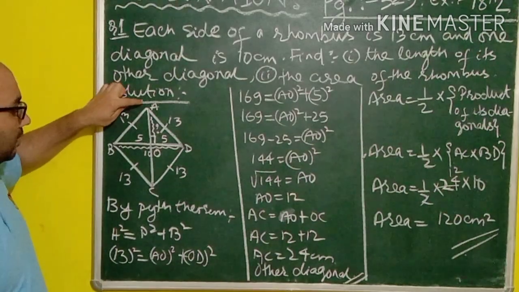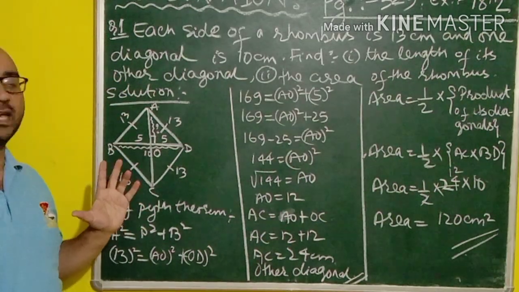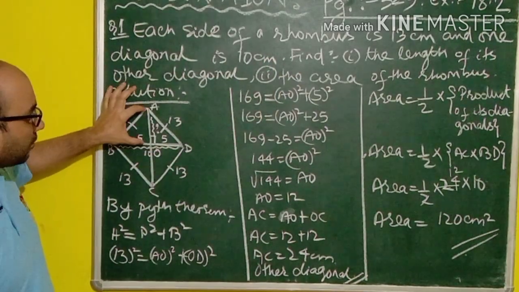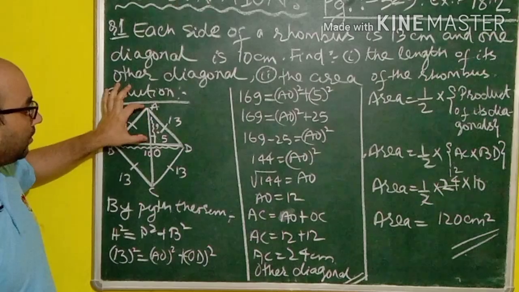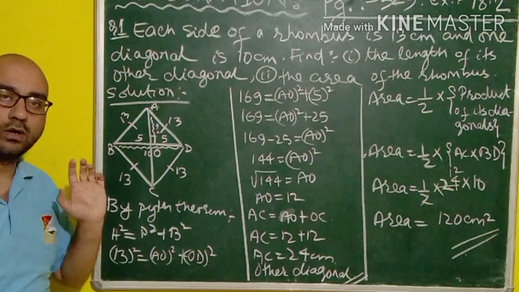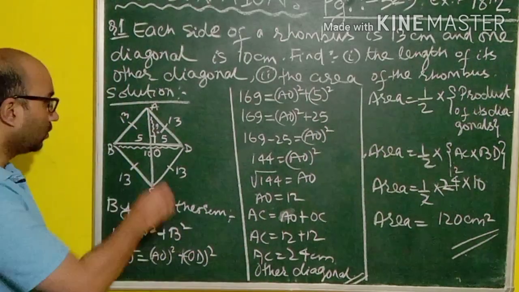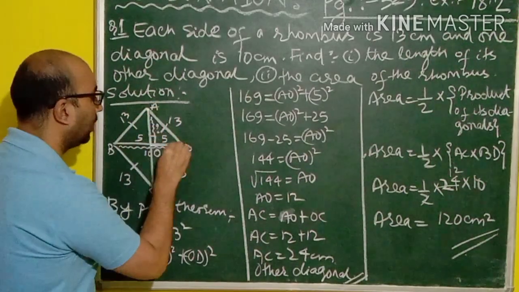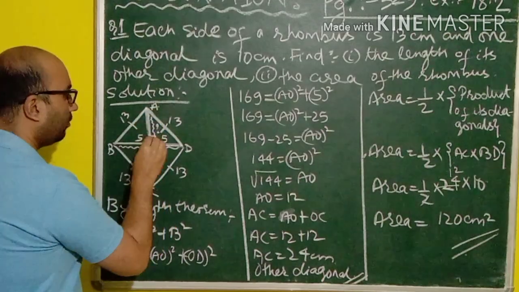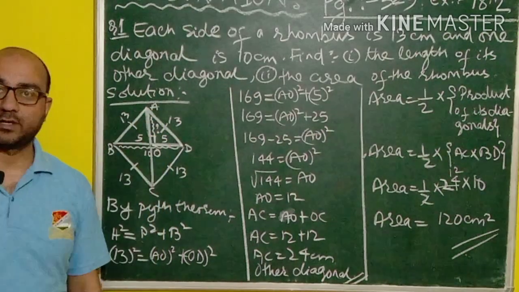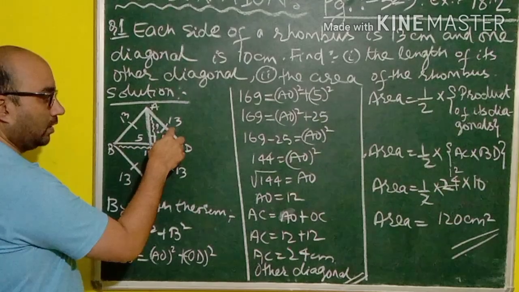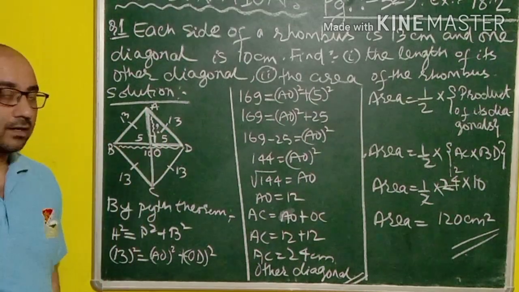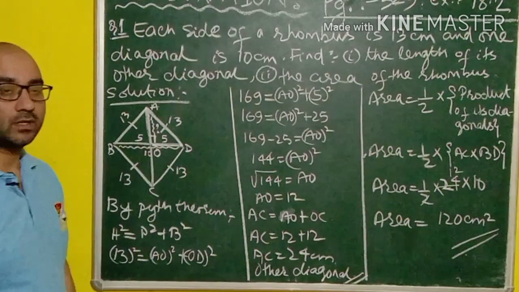The other diagonal is AC, but we don't know its length. That is what we are supposed to find in part 1. Half of the diagonal AC is AO, and I have put a small question mark because we don't know that. Let us concentrate on this part of the figure only. Here a right angled triangle is formed. AD becomes our hypotenuse, AO becomes our perpendicular, and OD or DO becomes our base.